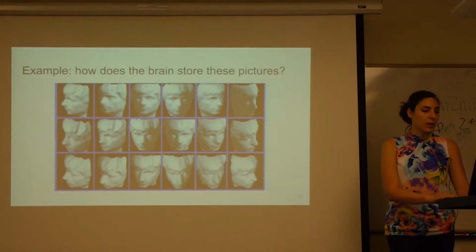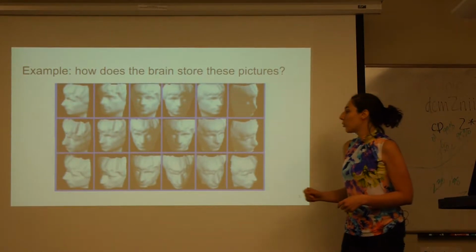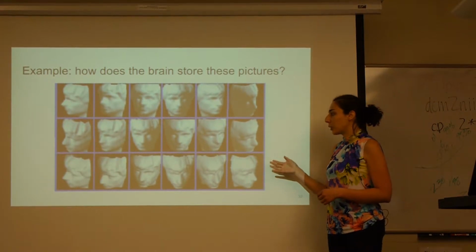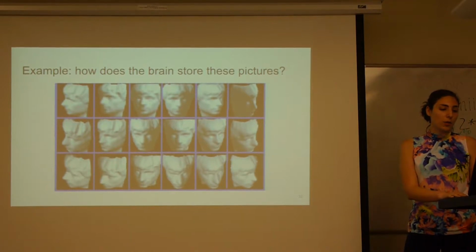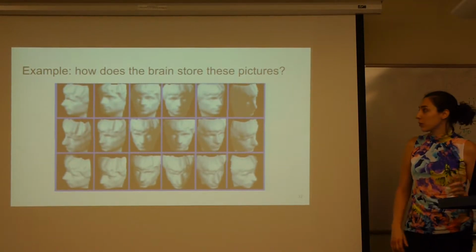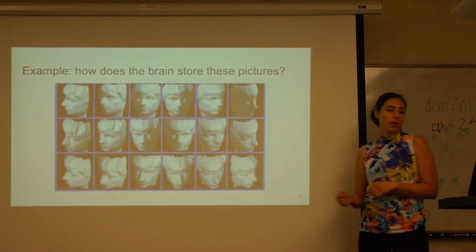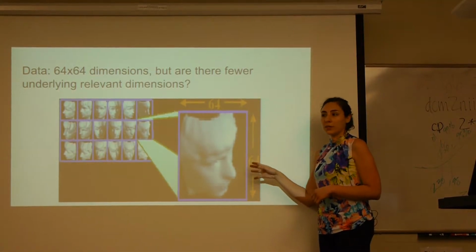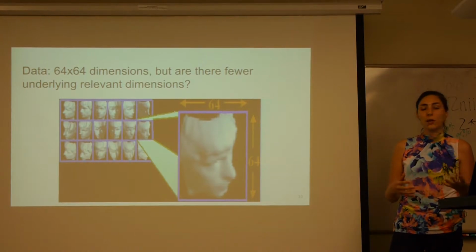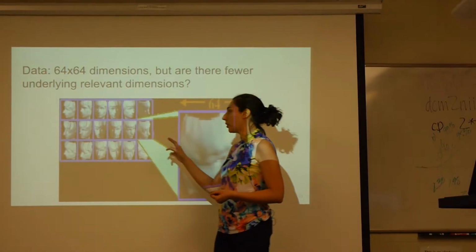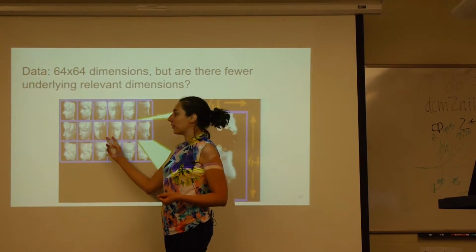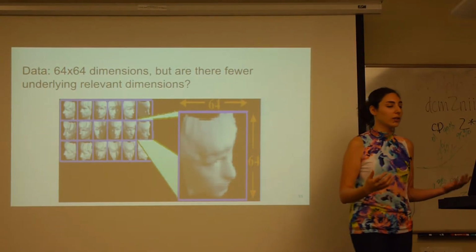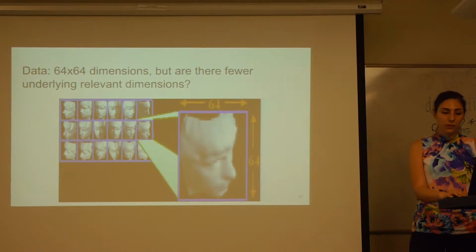OK. So let's go through an example. So we have these 18 faces. How does the brain store these pictures of faces? You can think of one way that the brain can store these pictures. It can store every single pixel in these pictures. So there's 64 by 64 pixels. So we can think of the brain as storing every single dimension. And in order to discriminate between, let's say, these two faces, the brain will need to compare every single pixel, right, if it's storing all the pixels. So it's a lot of dimensions.